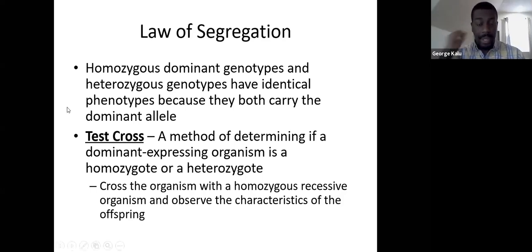What we're going to do to determine the genotype of a dominant expressing organism is what's called a test cross. For a test cross, we take that dominant expressing organism and mate it with something that we know is homozygous recessive. Then we look at the characteristics of the offspring. The offspring are going to tell us whether the parent was homozygous dominant or heterozygous. So we're going to take a look at how to do that right now.